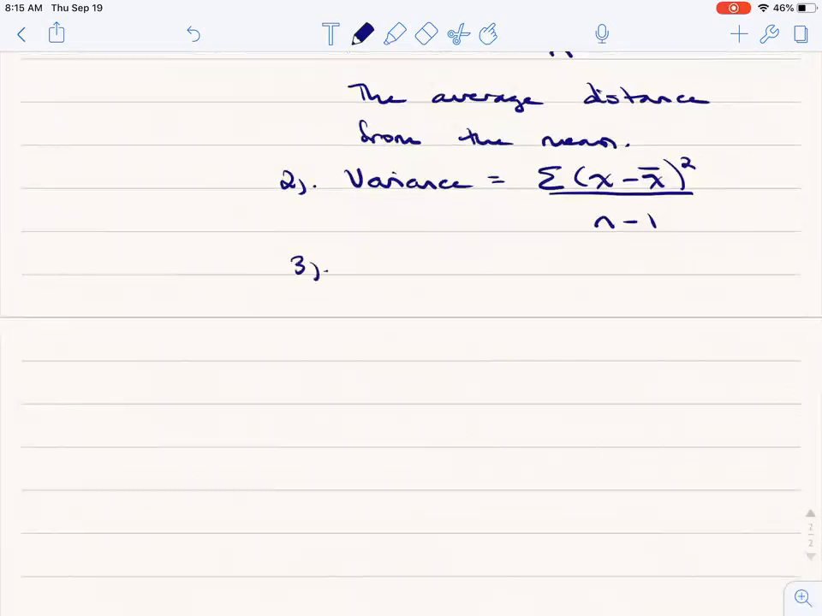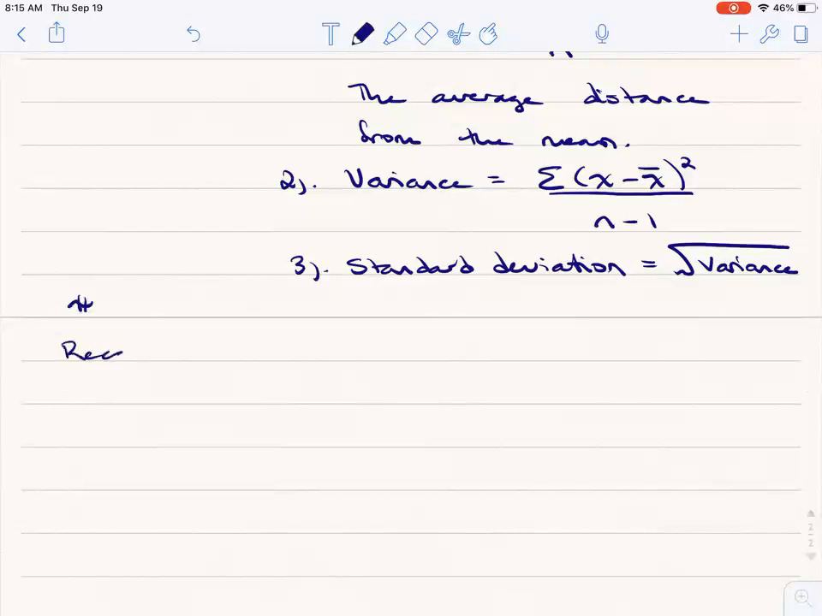And then we said, well, the standard deviation is the square root of the variance. And thus, the variance is the standard deviation squared, right? So if you know one, you know the other. So recall, that's kind of the end of our review, and now we'll start with calculating the variance and the standard deviation. Any questions, though, before we do?